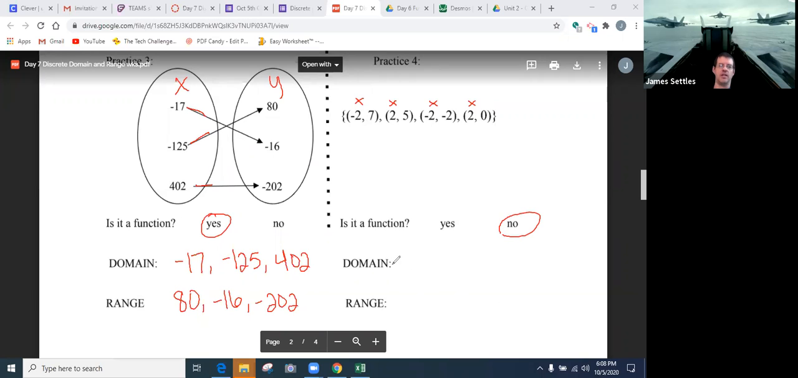All right, and then domain. So my first x is a negative 2, and then I got a 2. Then it repeats negative 2, and so I'm not going to repeat it. And then it repeats positive 2, so I'm not going to repeat that one. So this is my domain. And then the range would be 7, 5, negative 2, and 0.